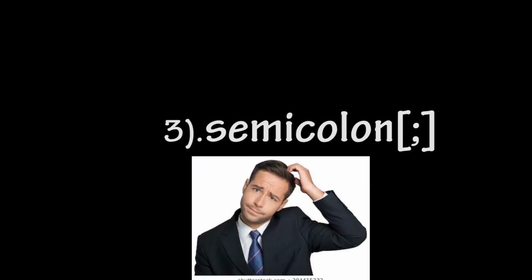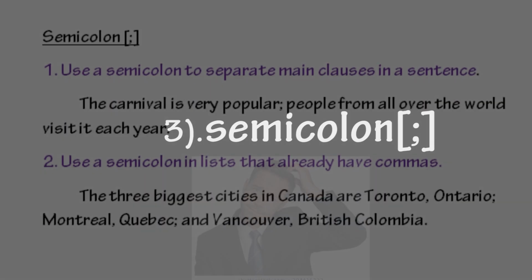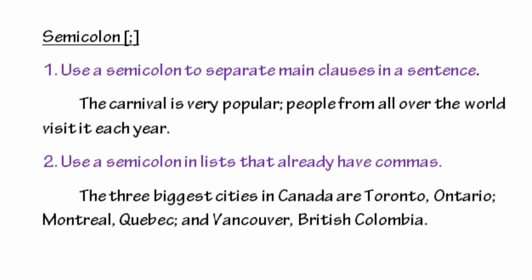Alright. Do you have any idea where to use a semicolon? You can use a semicolon to separate main clauses in a sentence. Let's see an example. The carnival is very popular. People from all over the world visit it each year. So in order to separate these 2 clauses, we simply put a semicolon in between them.